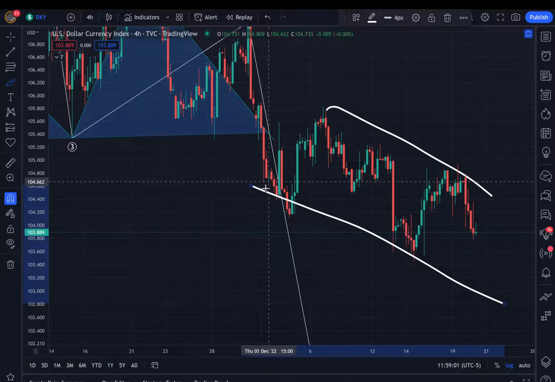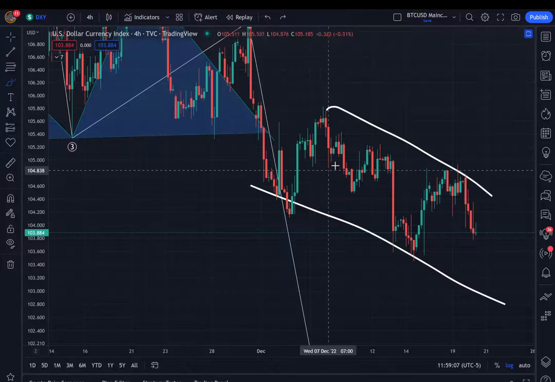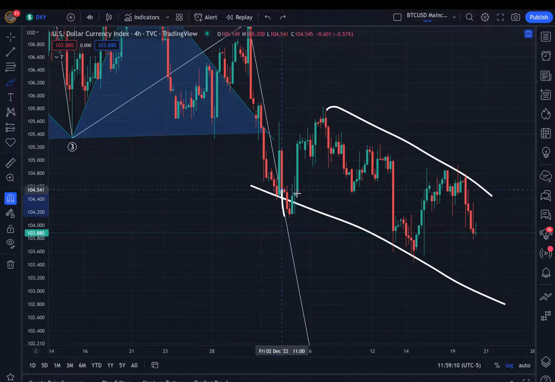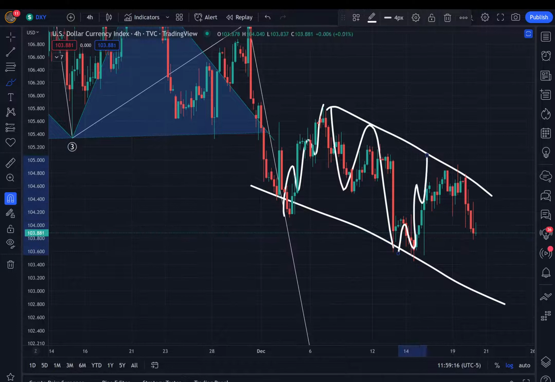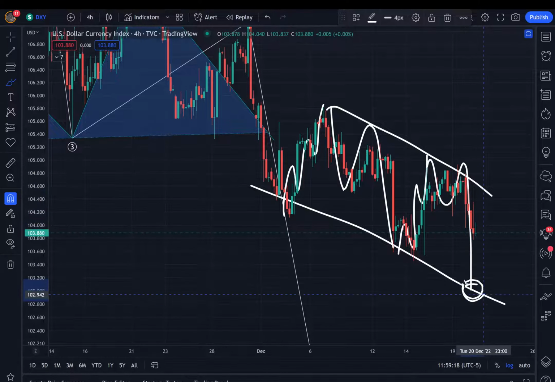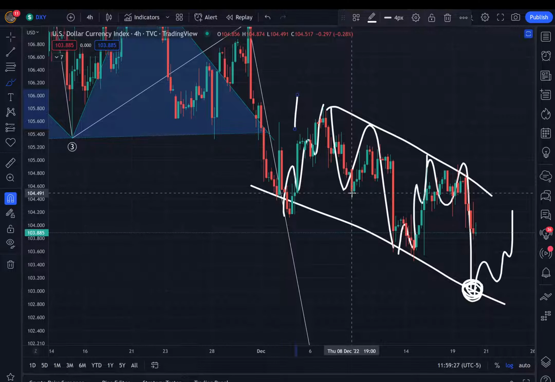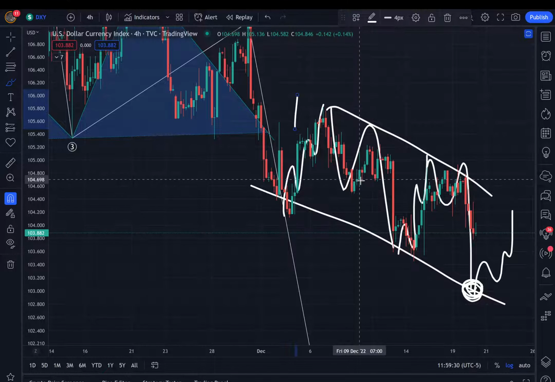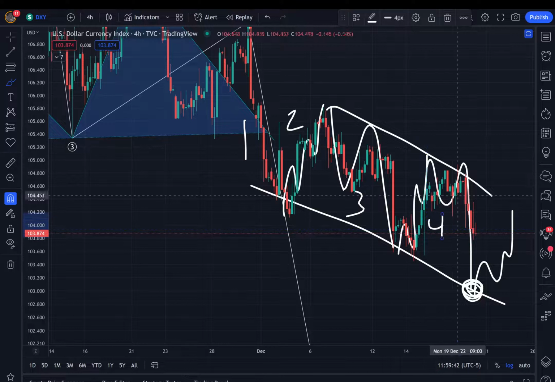This is very important. 1, 2, 3. Wait, let's see. 1, 2, 3, 4, 5. 1, 2, 3. Pivot. 1, 2, 3, 4, 5. 1, 2, 3. I'm expecting to get down here before another move up, right? So if this is wave 1, sorry, that would not be wave 1. This would be wave 1. This would be wave 2. This would be wave 3. This would be wave 4.